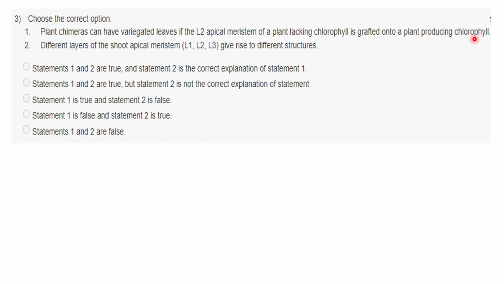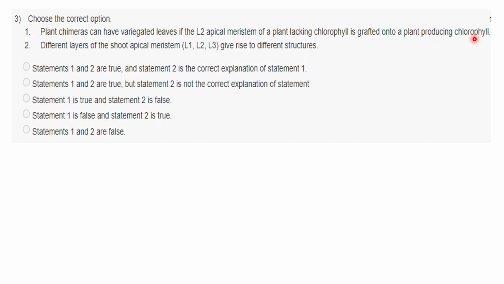Option B, statements 1 and 2 are true, but statement 2 is not the correct explanation of statement 1. Option C, statement 1 is true, statement 2 is false. Option D, statement 1 is false, statement 2 is true. And option E, statements 1 and 2 both are false. So here are two statements and these are the options.